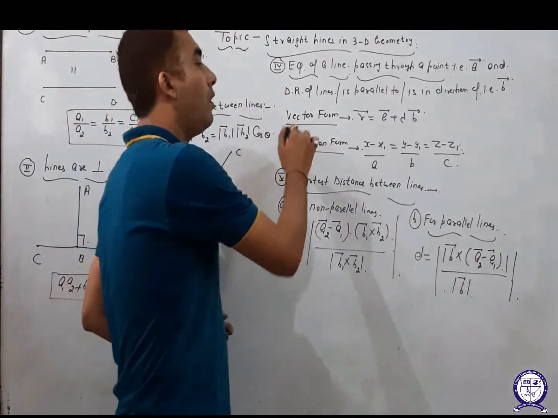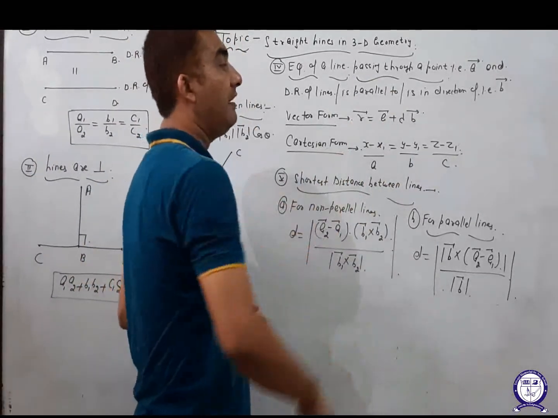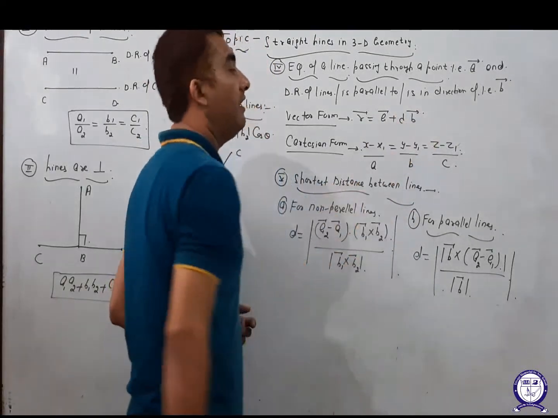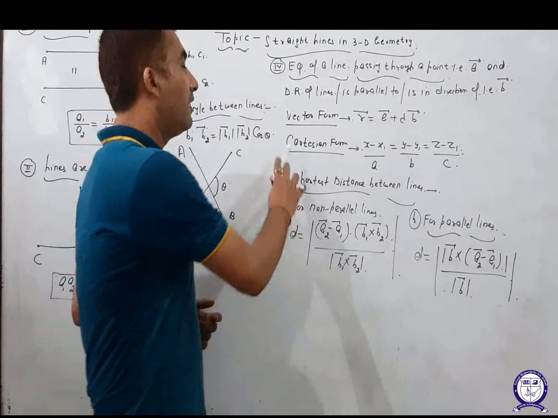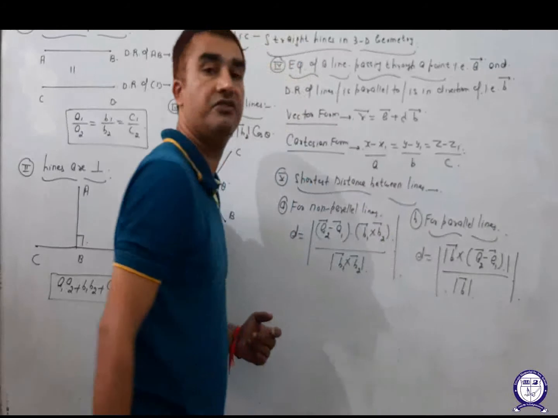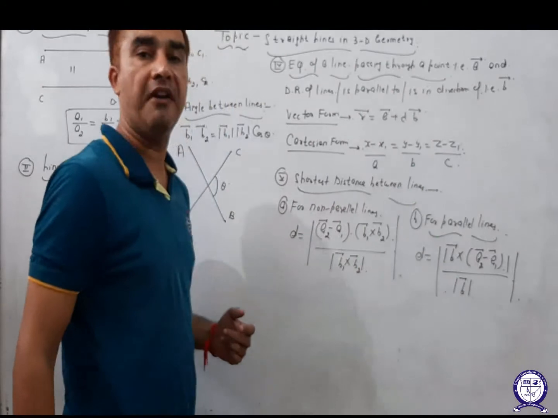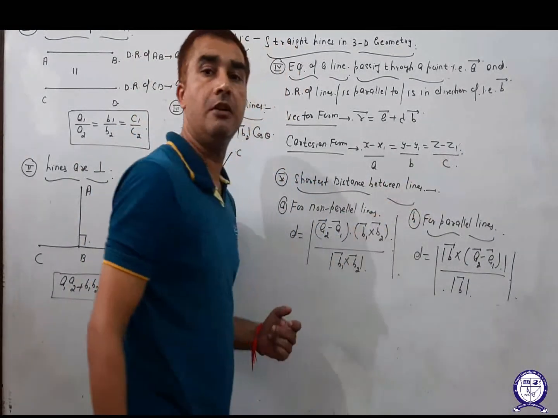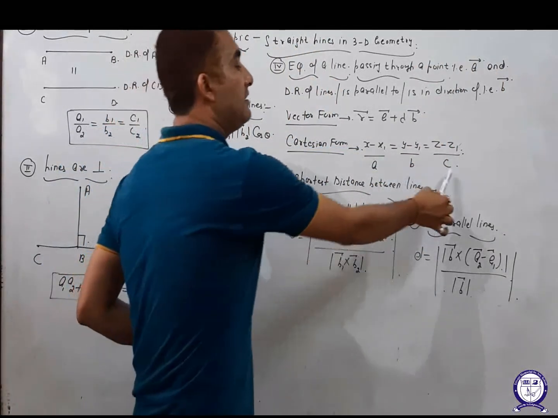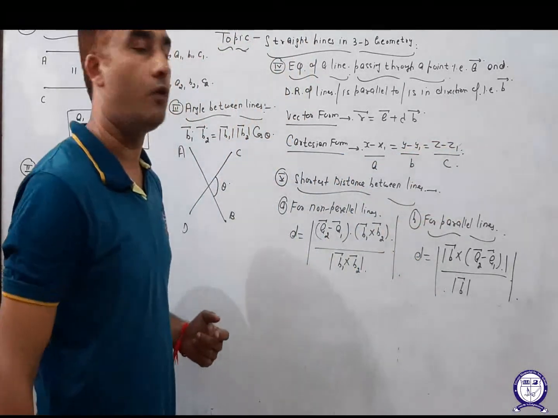Two forms are there. First one is vector form. R vector is equal to A vector plus lambda B vector. R vector is any general vector. A vector is your passing point. Lambda is any scalar. And B vector is your direction ratio of that line. Cartesian form is there, represented by x minus x1 is equal to y minus y1 is equal to z minus z1 upon A, B, C. X, y, z are coordinate of a point. x1, y1, z1, passing point of that line represented by A vector in vector form. A, B, C are direction ratio of that line represented by B vector in your vector form of that line.